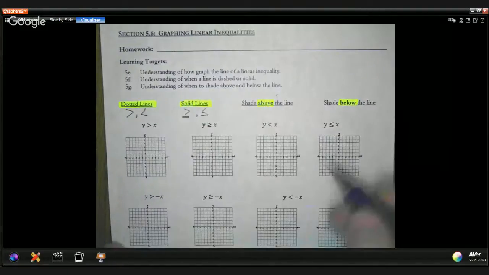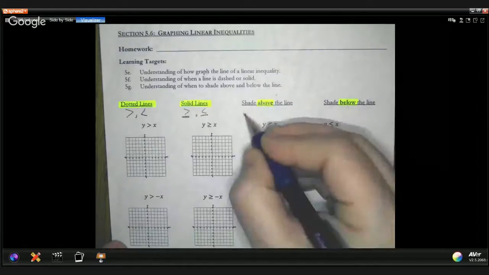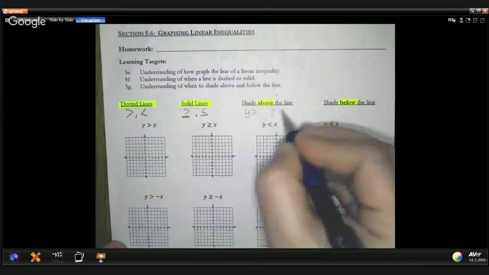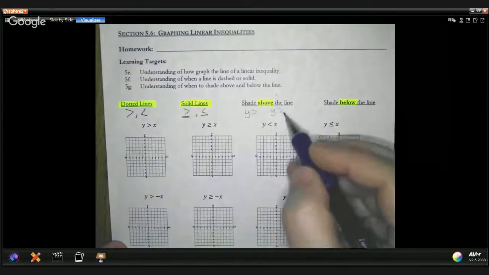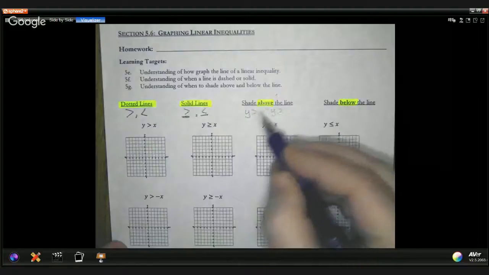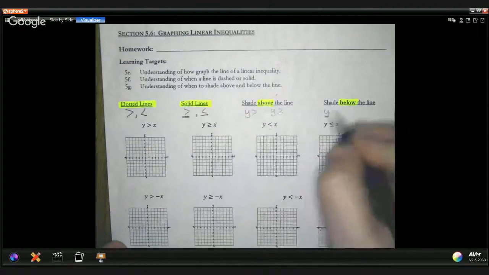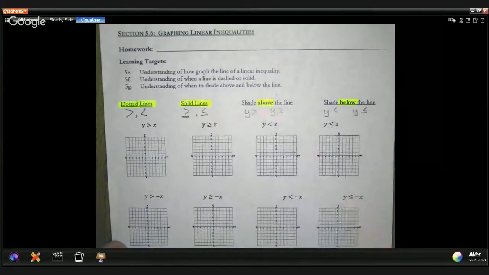And then there's the matter of shading above. Shading above is when it's bigger. So when y is greater than, or when y is greater than or equal to, you're going to shade above. It can be confusing because it's not the other thing you look at. You look to see when y is big or small. So shading below is when y is less than.